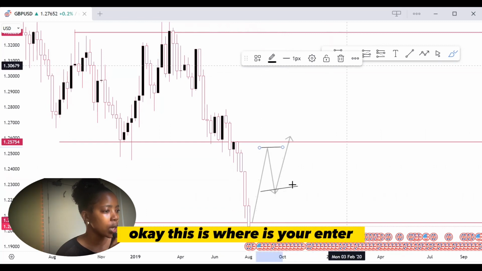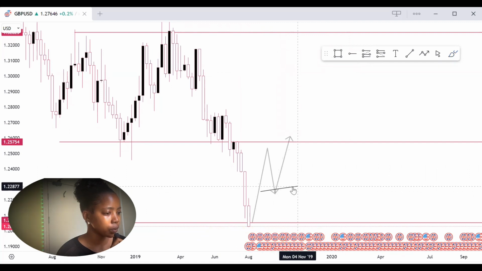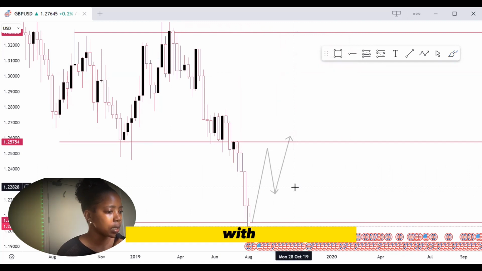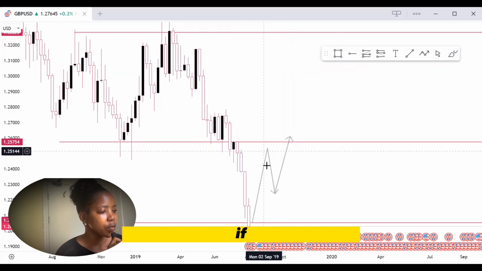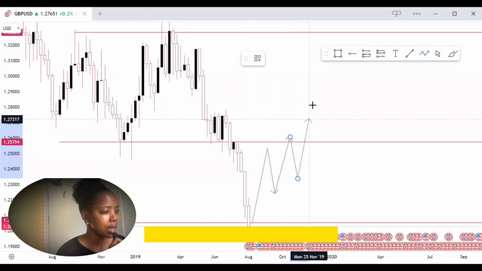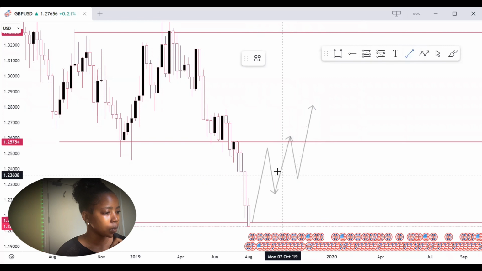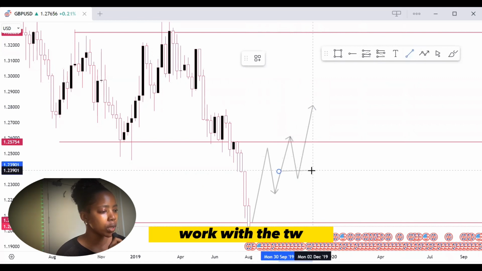This is where your entry is, sorry. Let's like that. So this is your entry. If you're still not confident, again, there's always a chance they will come back to do something like that and push to the upside. This, again, is your entry. Work with the two legs.